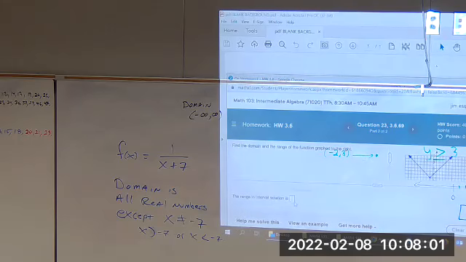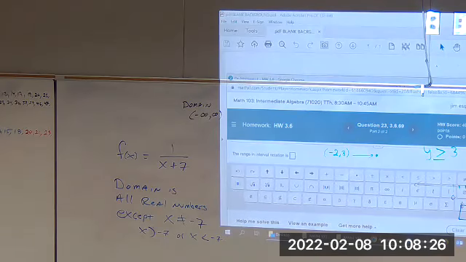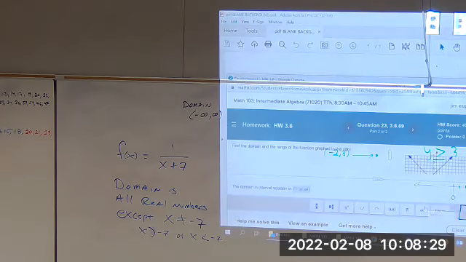And then the range. Now the bracket is on your keyboard, or if you don't have a keyboard that you're working on, you hit more, and you have more things to choose from. Bracket. So 3, comma, and then infinity, and then a parenthesis.